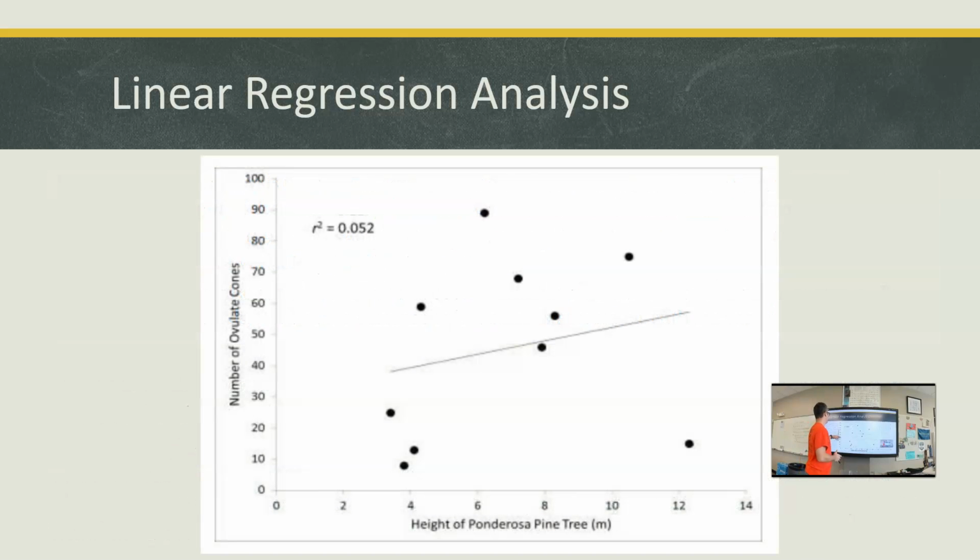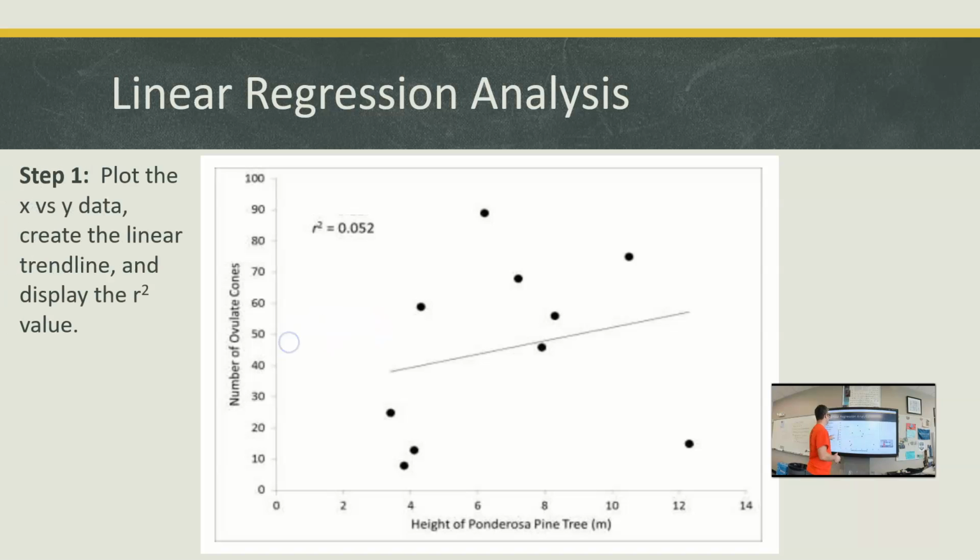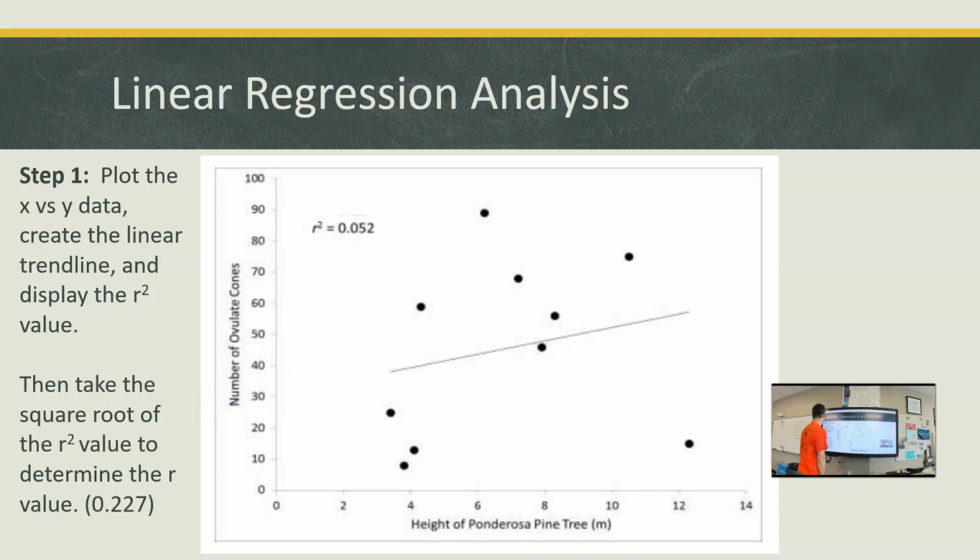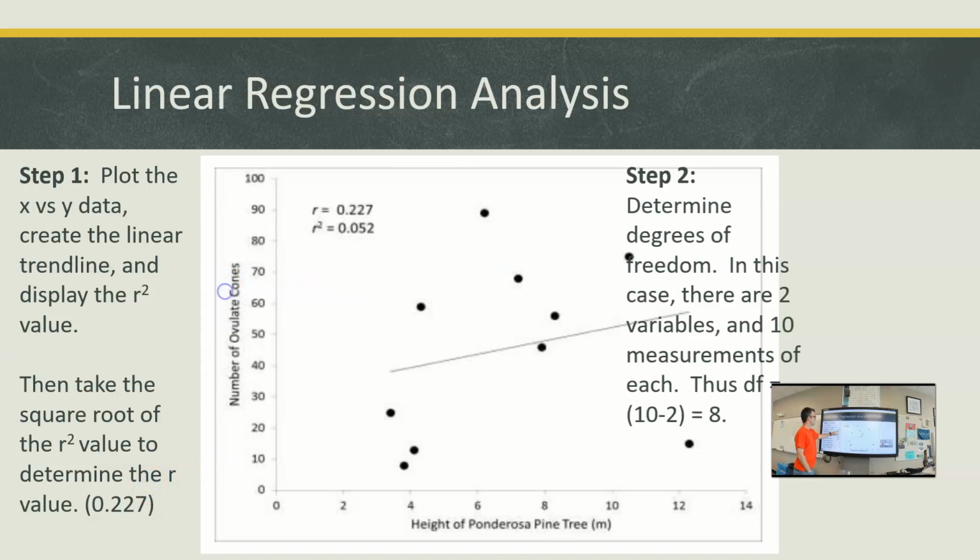yeah, so here we go. You can see the R-squared value right up there is 0.052. So plot the data, X versus Y, create the linear trend line, and display the R-squared value. It's an easy way to calculate the R-squared value. There is a long way to do it. Then take the square root of the R-squared value to determine the R value. When you take the square root of 0.052, you get 0.227. All right? So there's your R value.